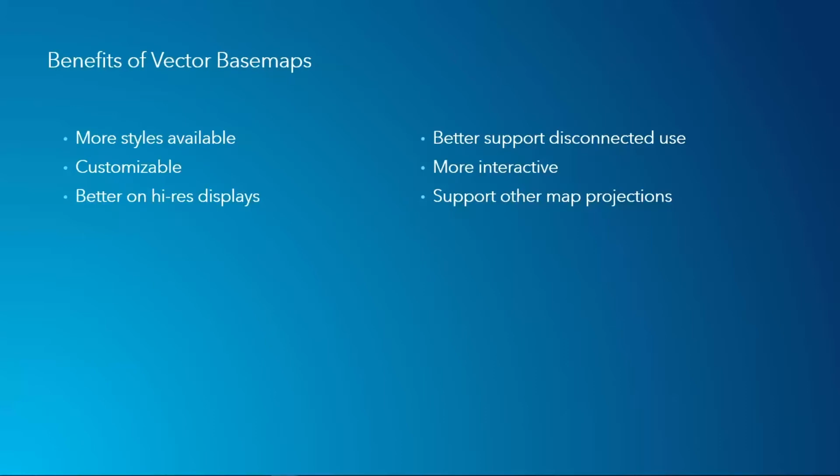The display of these vector-based maps is much better on high-resolution displays, so they just come across more crisply on our more modern devices. There's better support for disconnected use. First, we can build the tile cache much faster, so we can keep the data fresher. And it is a smaller cache, so we can store larger areas on those small mobile devices. It's more interactive. We can rotate our vector-based maps, so we don't always have to be pointed at true north. And we can support other map projections with vector tiles, so we can do client-side reprojection of those tiles.